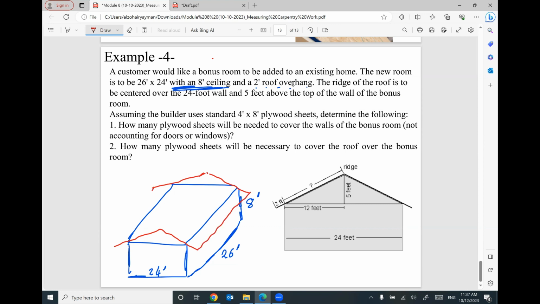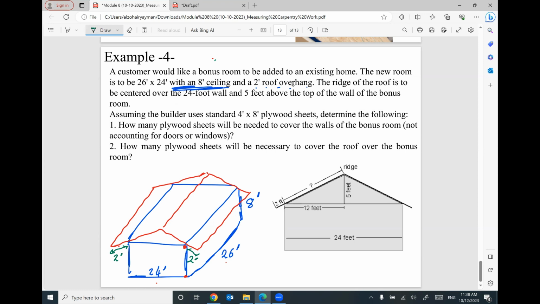Can you see it? This is the final shape of the new room: 24 by 26 by 8 feet height. The height is measured from here to here. Then I will construct the roof with 2 feet roof overhang. Roof overhang means the roof is extended here by 2 feet.